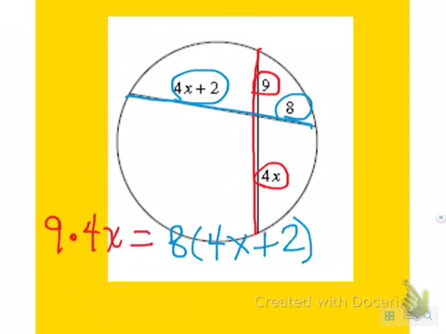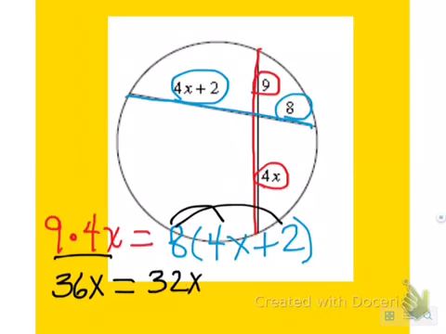All right. So if I want to work this out, I'm going to combine my like terms. 9 times 4x is 36x. And I need to distribute my 8. 8 times 4x is 32x. And 8 times 2 is 16. A lot of people forget to multiply 8 times 2, so don't get caught doing that.